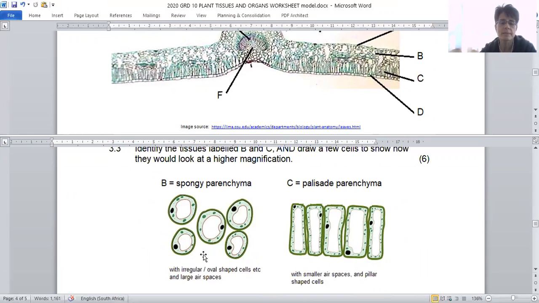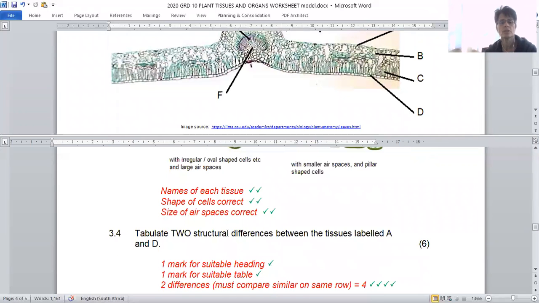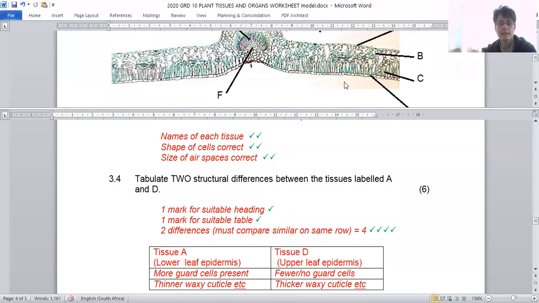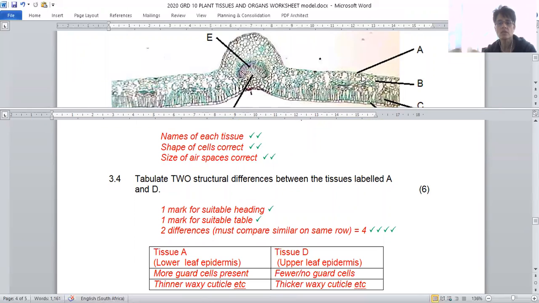irregular or oval shaped cells with large air spaces. So 1 mark for each of those, 1 mark for naming it, and then C is palisade parenchyma or palisade mesophyll. And then a mark for saying the smaller air spaces, or drawing them with smaller air spaces and pillar-shaped cells closer together. So names of tissues, shape of cells correct, size of air spaces correct. All right, then I said tabulate two differences between tissues A.